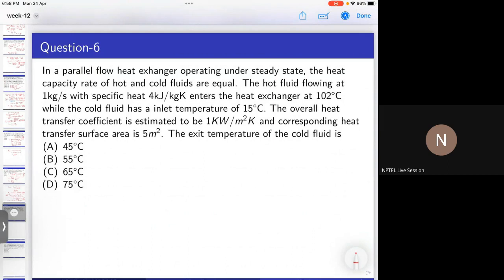Okay, let's move on to the next question. In this question, we have a parallel flow heat exchanger operating at steady state conditions. The heat capacities of hot and cold fluid are equal. The hot fluid flowing at 1 kilogram per second, with a specific heat of 4 kilojoule per kilogram Kelvin, enters the heat exchanger at 102 degrees Celsius, while the cold fluid has an inlet temperature of 15 degrees Celsius. The overall heat transfer coefficient is estimated to be 1 kilowatt per meter square Kelvin, and the heat transfer area is 5 meters square. We have to find out the exit temperature of the cold fluid.